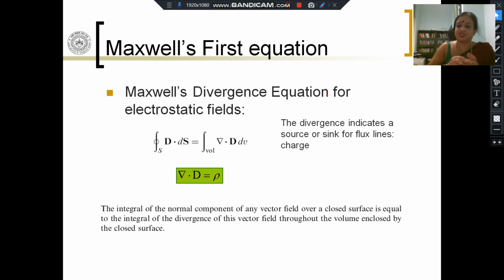The divergence of any vector at any point indicates a source or sink for the flux lines. And for electrostatic fields, the source or sink of flux lines is a charge. A positive charge is a source of flux lines, and a negative charge is a sink for flux lines. So by Gauss's law, if I know that the divergence of D at a point is 0, it means that at that point there are no charges. And if there is a finite quantity rho, it tells me what is the charge density at that point.